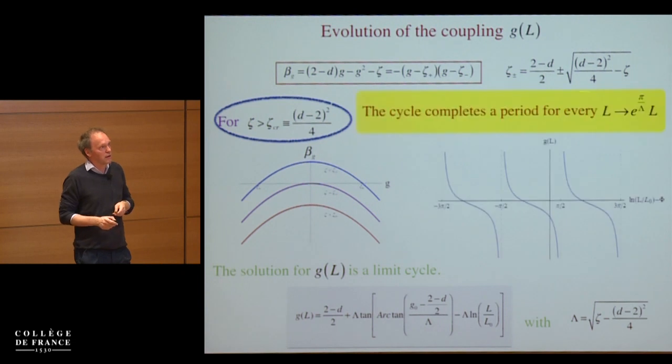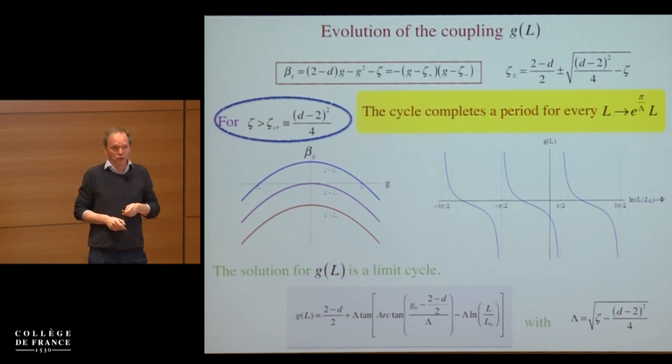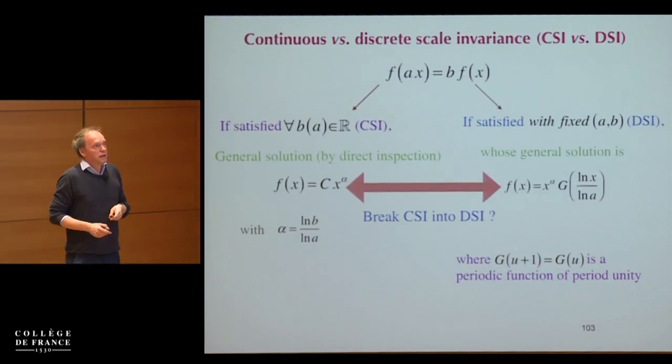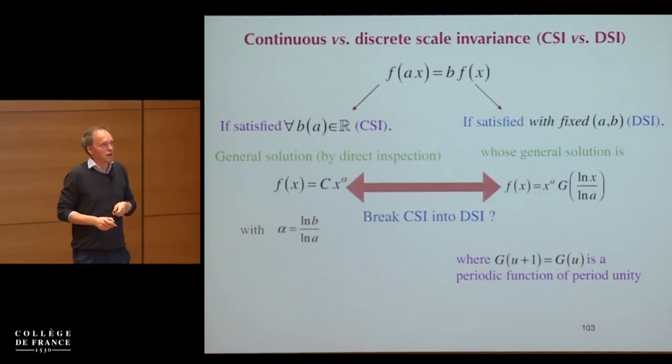And in fact, if you look at the behavior of this G of L as a function of L, you see that it's a periodic function. And we get a new value each time that we change L, the cutoff, by this universal value. Okay? So this is again where this continuous scale invariance breaks into discrete scale invariance, what I showed at the beginning.